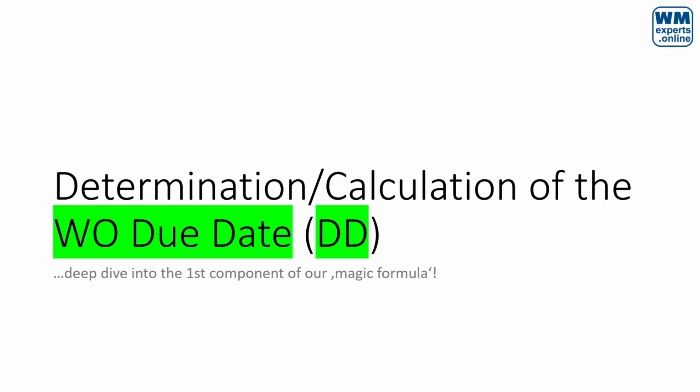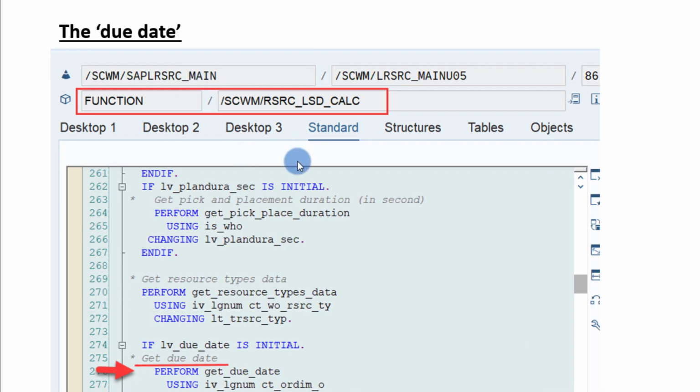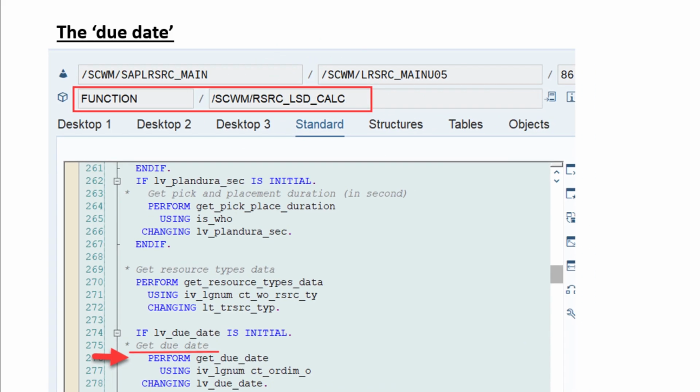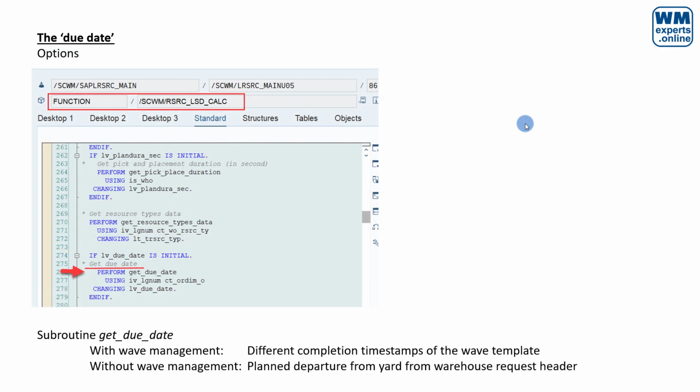We start with the first component of our magic formula, which is the due date of the warehouse order. This due date is fetched via subroutine getDueDate. We are still in our function module RC LSD calc, the one that I called our MVP before. This subroutine fetches the due date. It does not calculate the due date. It just fetches it, and it is calculated before, dependent on whether you are using wave management or not.